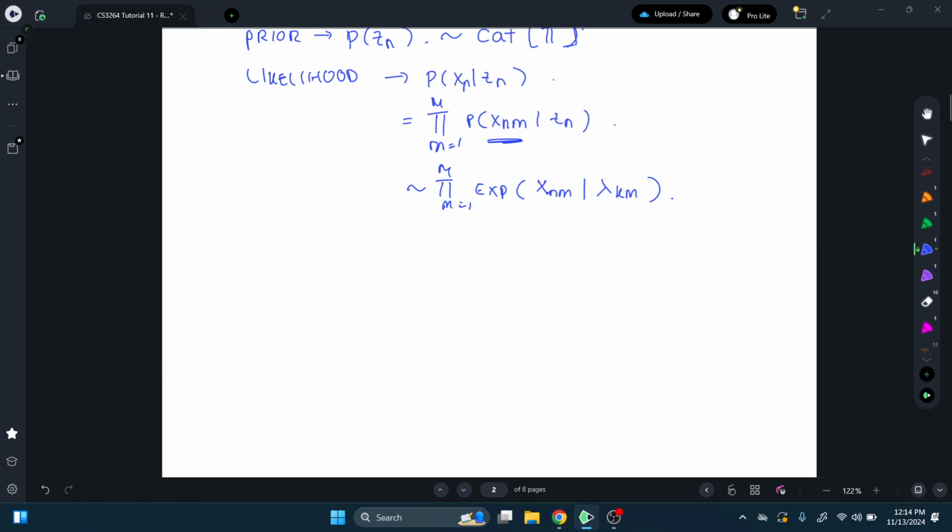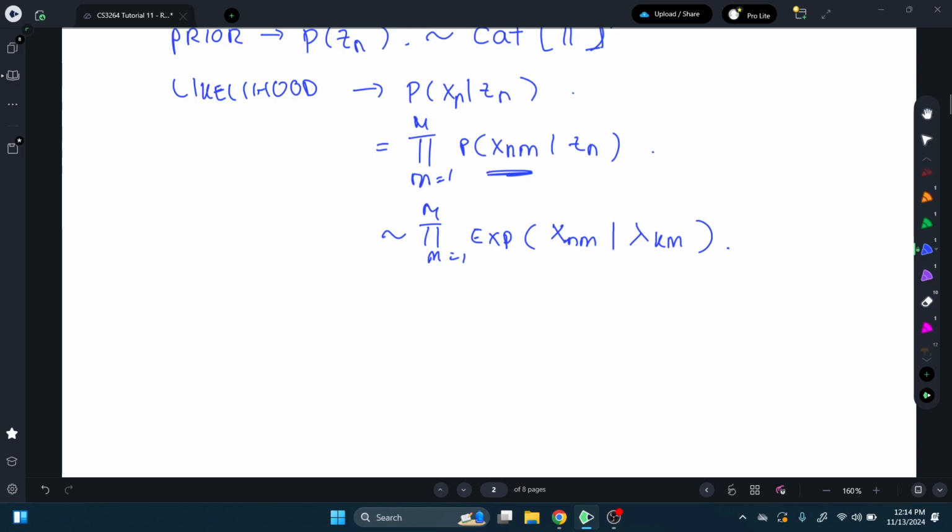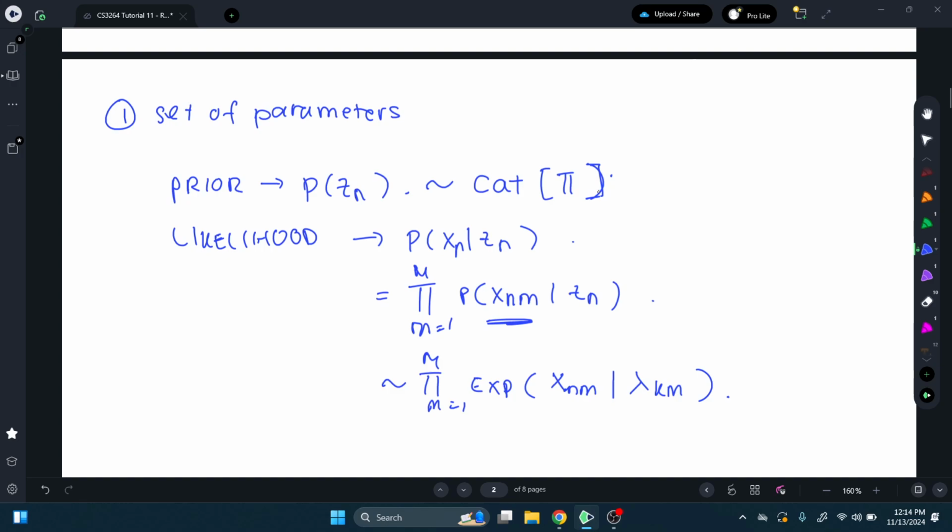Okay, so now we have the prior and also the likelihood. Then we can finally determine the set of parameters. Notice that the parameters here are essentially those that are not associated with your x or your z. So here we have two parameters. One is going to be your initial distribution, your pi here, which is your categorical distribution. Then the second one is going to be your lambda k here.